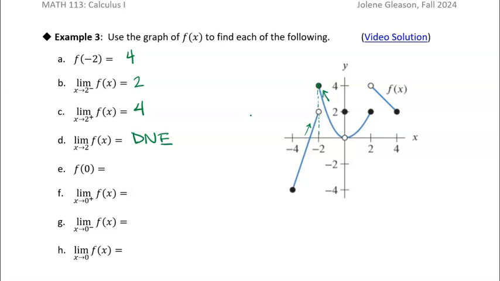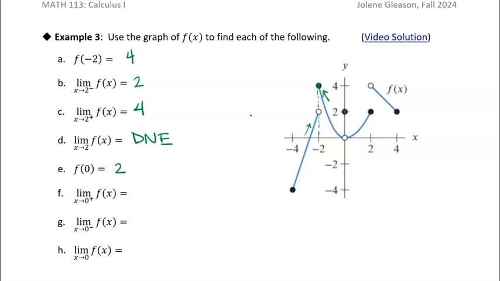All right, so let's go down to 0. It looks like these next questions have to do with what happens as we approach 0. So f of 0: 0 is at the origin. You can see we have this open circle at (0, 0). That point is not actually included in the graph. It's the solid circle that's included. So based on the graph, f of 0 is 2.